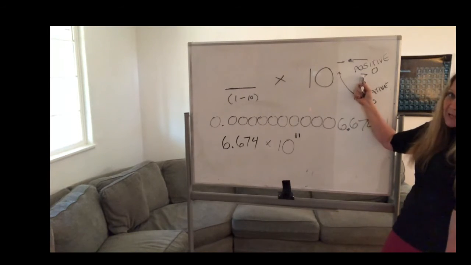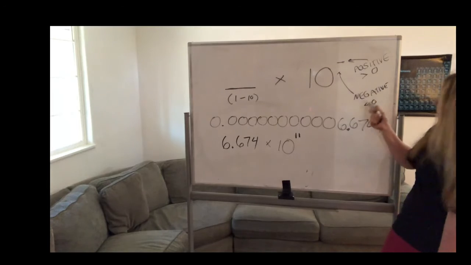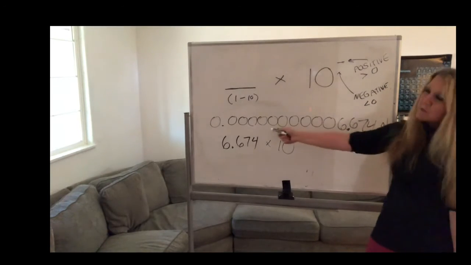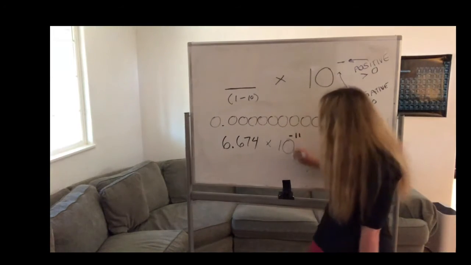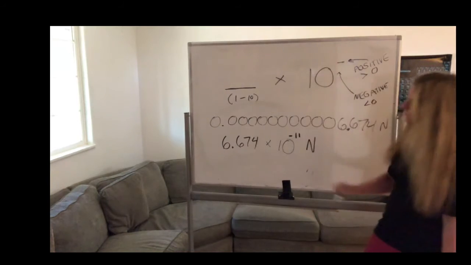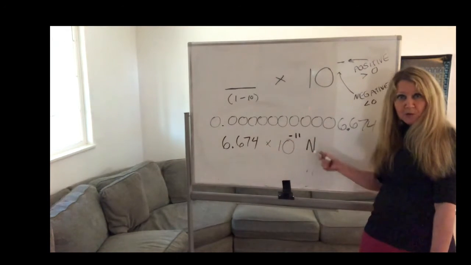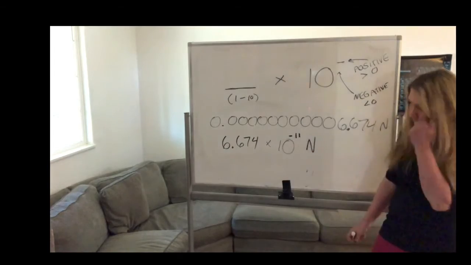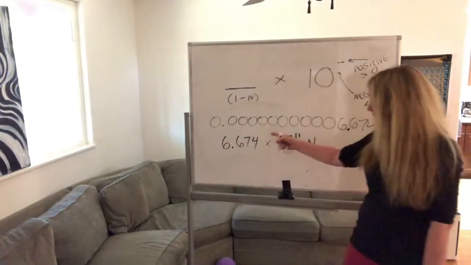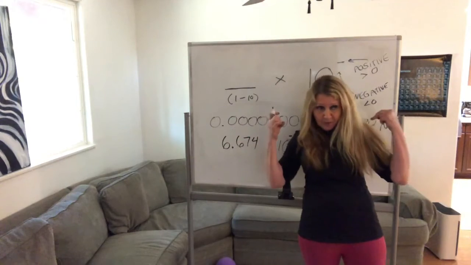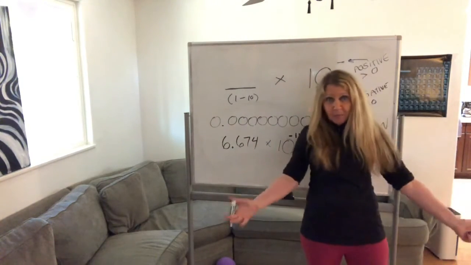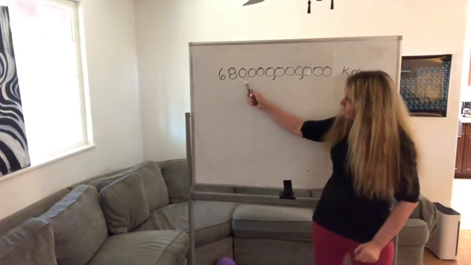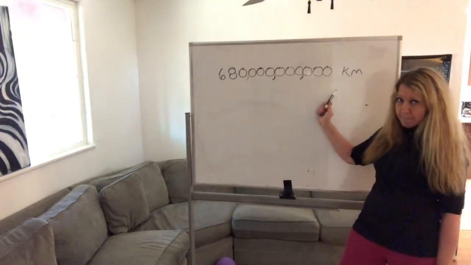The exponent will be positive if the number is greater than 1. The exponent will be negative if the number is less than 1. So we can see this number here is way less than 1, so it's a negative. And this is scientific notation of the gravitational constant. With scientific notation, you can have numbers that are very massive or very small and multiply or divide them very easily. 680 trillion kilometers.